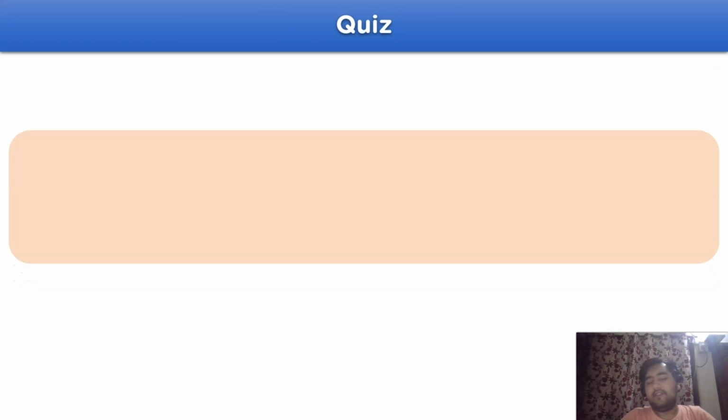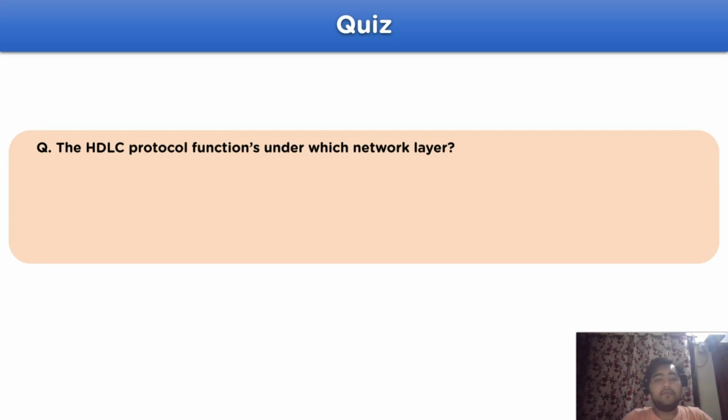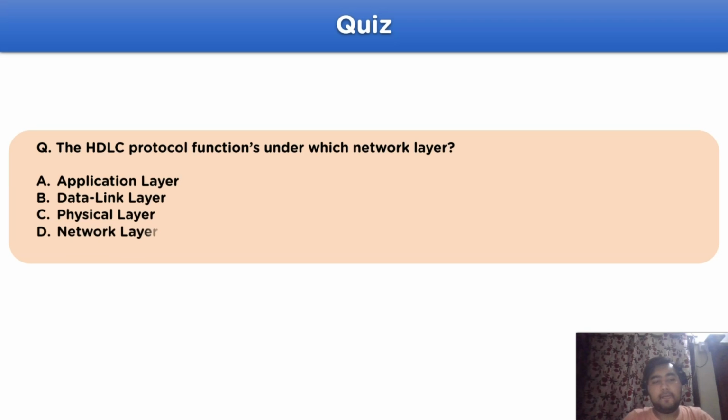Now let's take up a quiz to understand all the things we have learned so far. The question is, the HDLC protocol functions under which network layer in the OSI model? And the options are application layer, data link layer, physical layer, and the network layer. You can give your answers in the comment section.